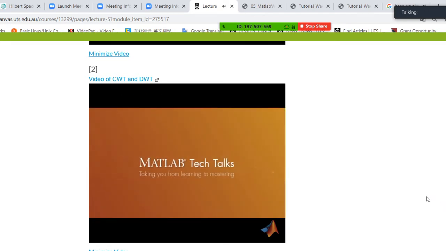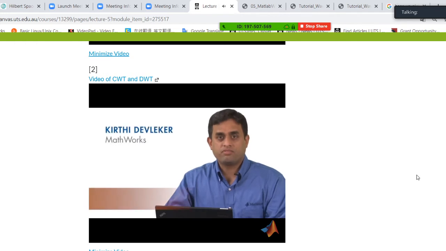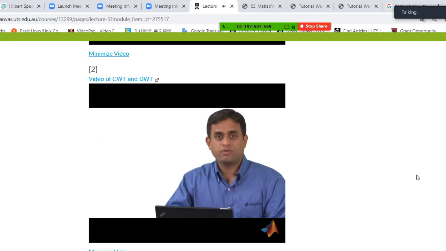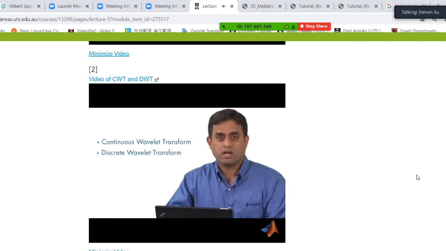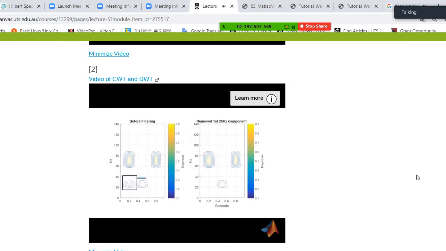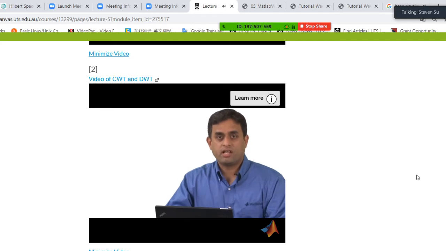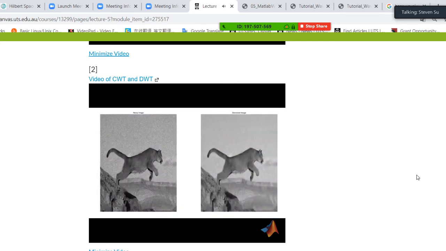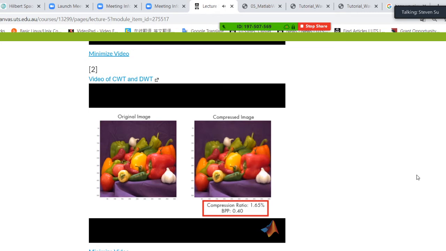In the previous session, we discussed wavelet concepts like scaling and shifting. We will now look at two types of wavelet transforms, the continuous wavelet transform and the discrete wavelet transform. Key applications of continuous wavelet analysis are time frequency analysis and filtering of time localized frequency components. The key applications for discrete wavelet analysis are denoising and compression of signals and images.